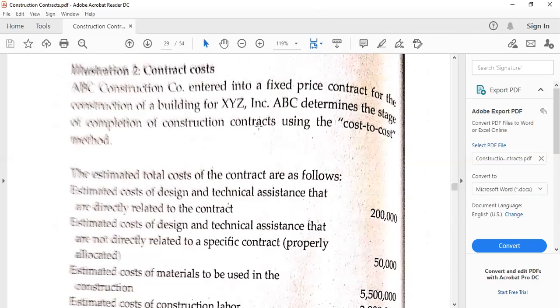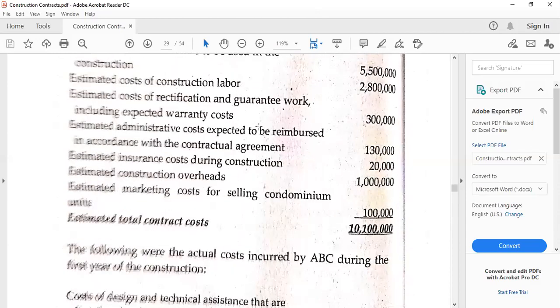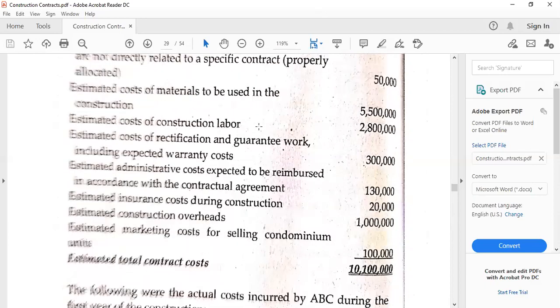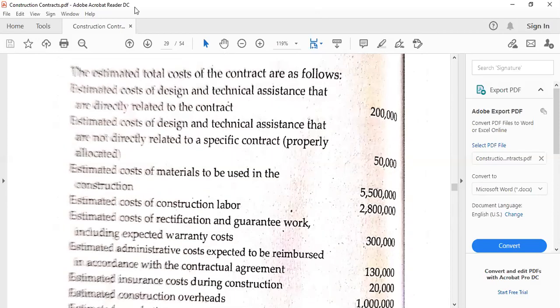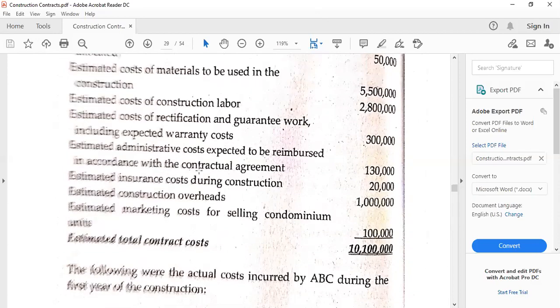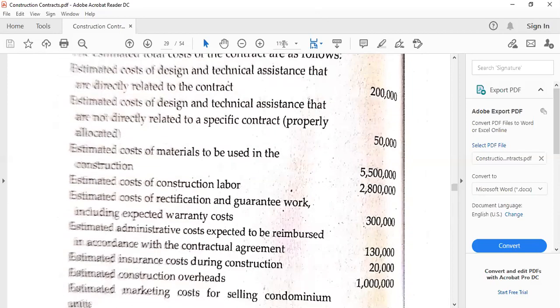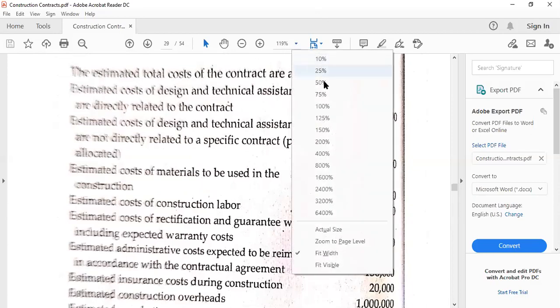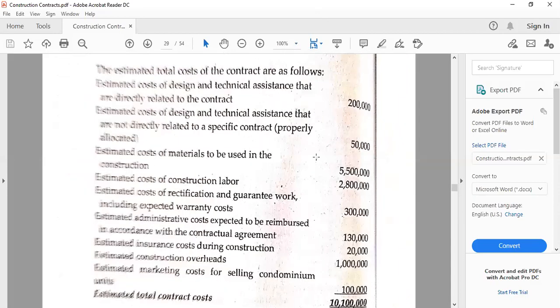So for this one, we have to analyze which of these items will have to be included for our analysis. So here we go. For all items here, we will not include estimated marketing costs for selling condominium units. So let's check all items here. Let's find a way so that everything will be seen. All right, so all costs are here.